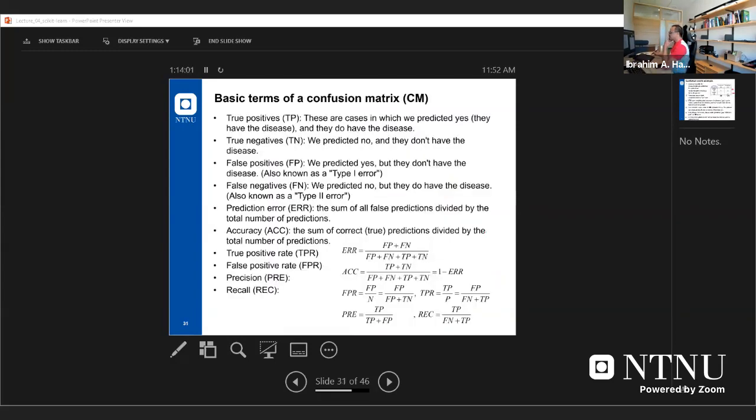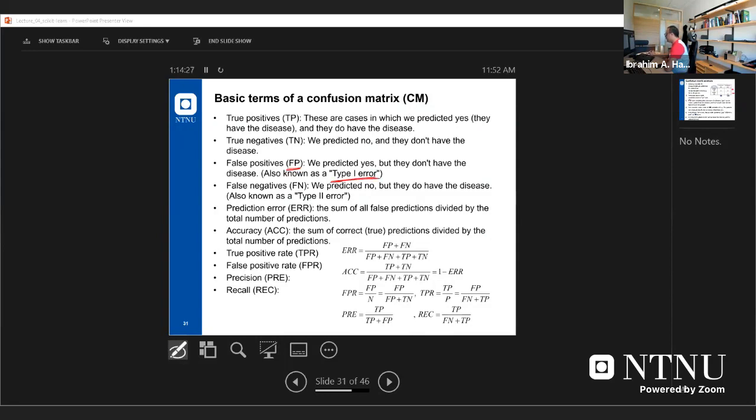So, basic terms of the confusion matrix. True positive: these are the cases in which we predict yes, and they do have the disease. So you have a patient who has a disease and he has been predicted as having a disease. This is okay. True negative, it's fine. We predict no, and they don't have the disease. So this one is fine. False positive, this is a problem. We call it type 1 error.